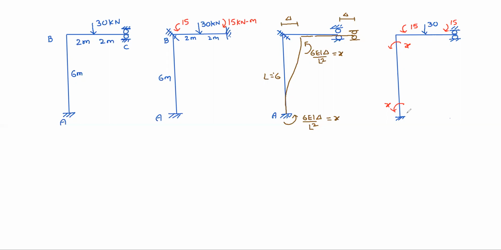Now the imbalance moment at B is 15 plus X. Imbalance moment at B is anti-clockwise, 15 plus X. So we need to apply a clockwise couple. So what are the stiffness ratios? We'll see.